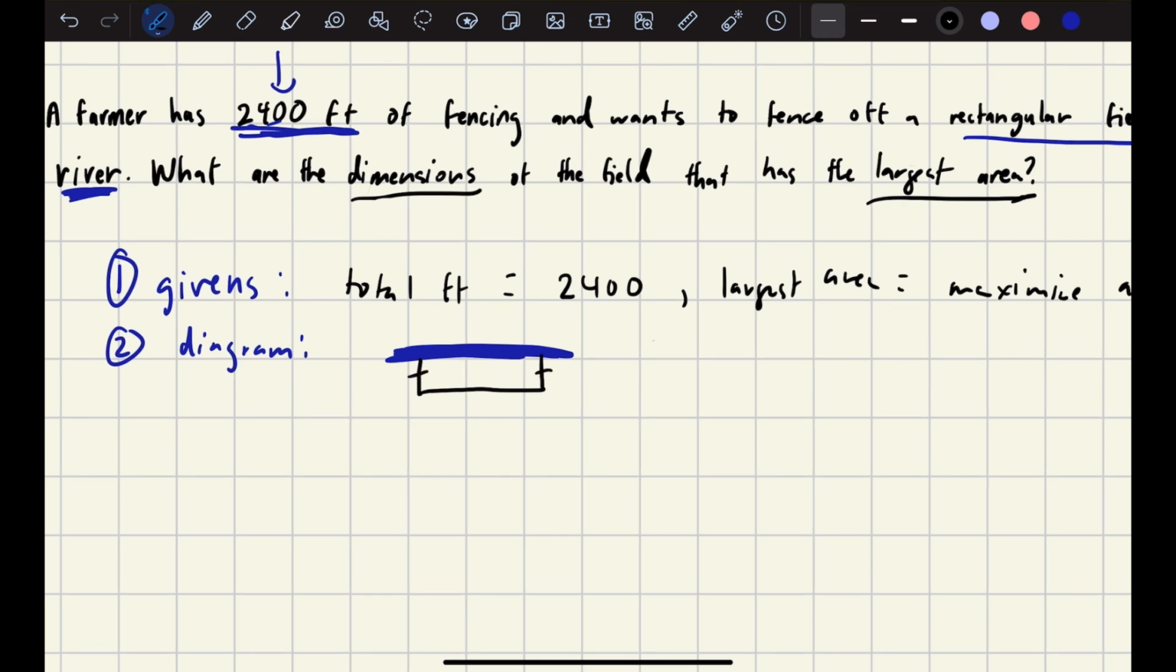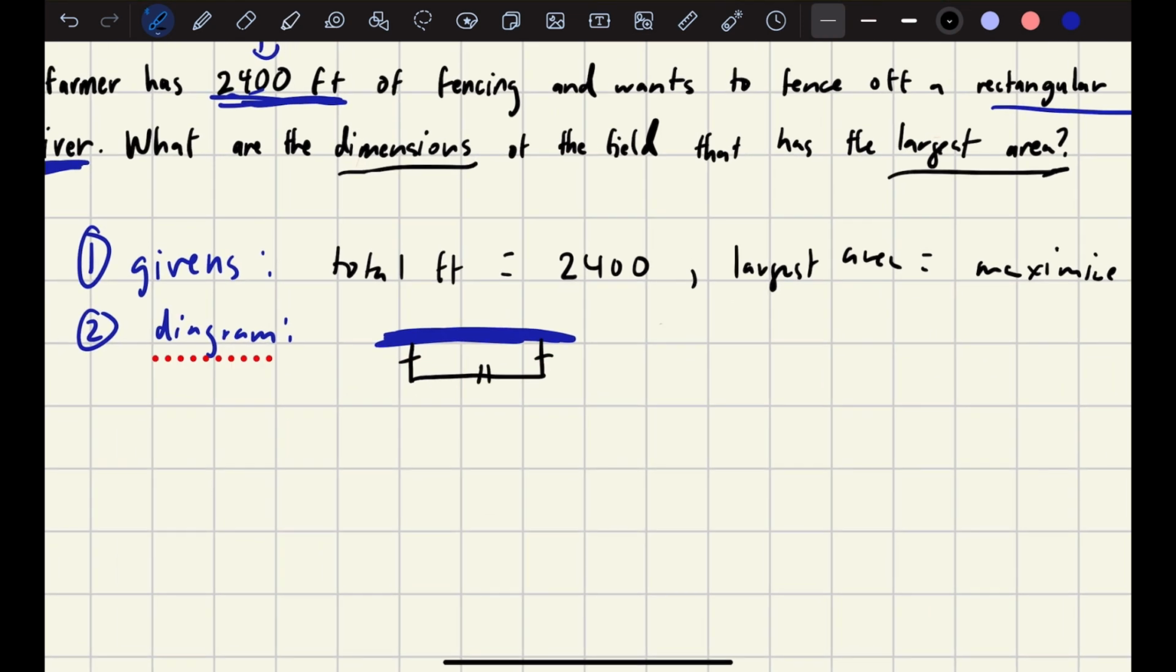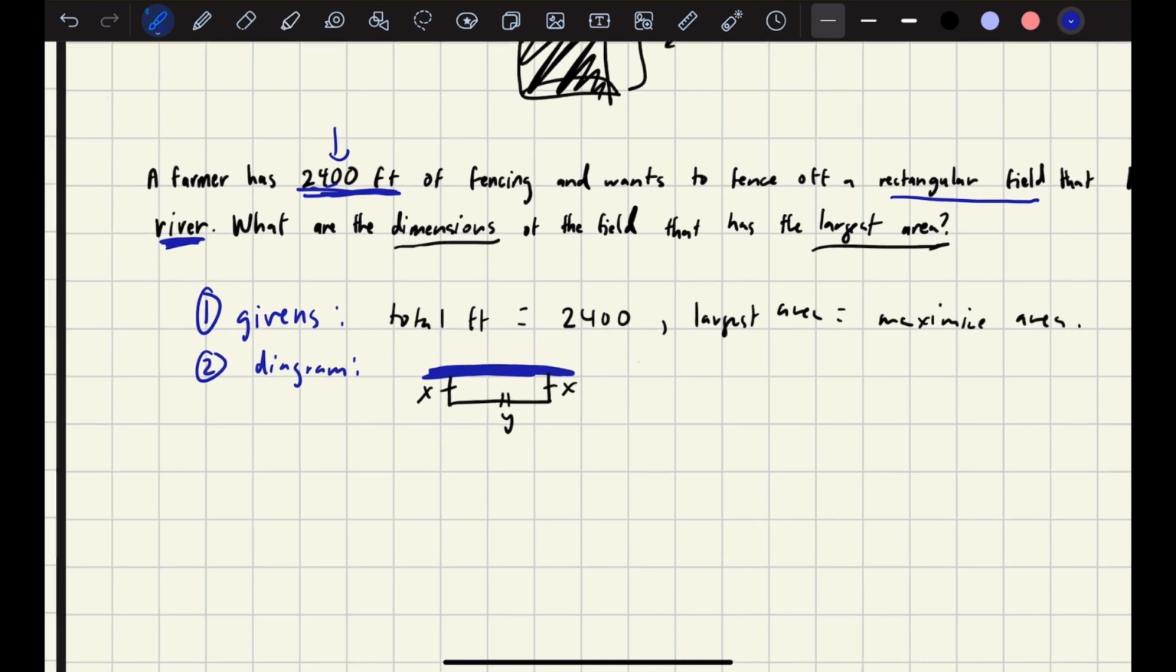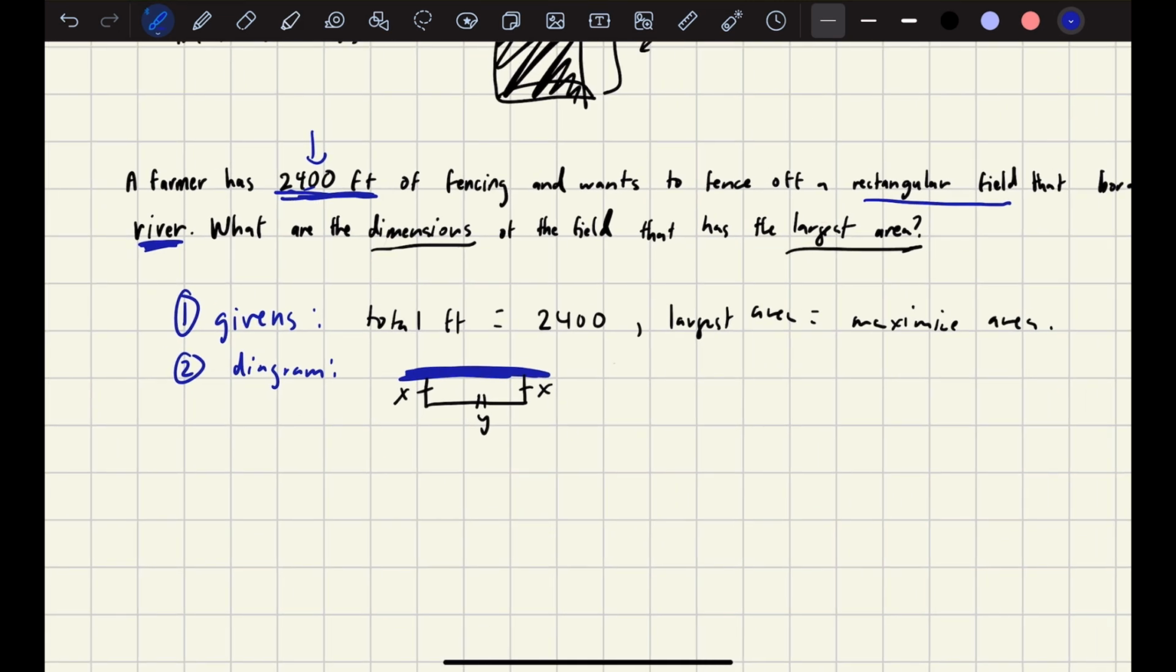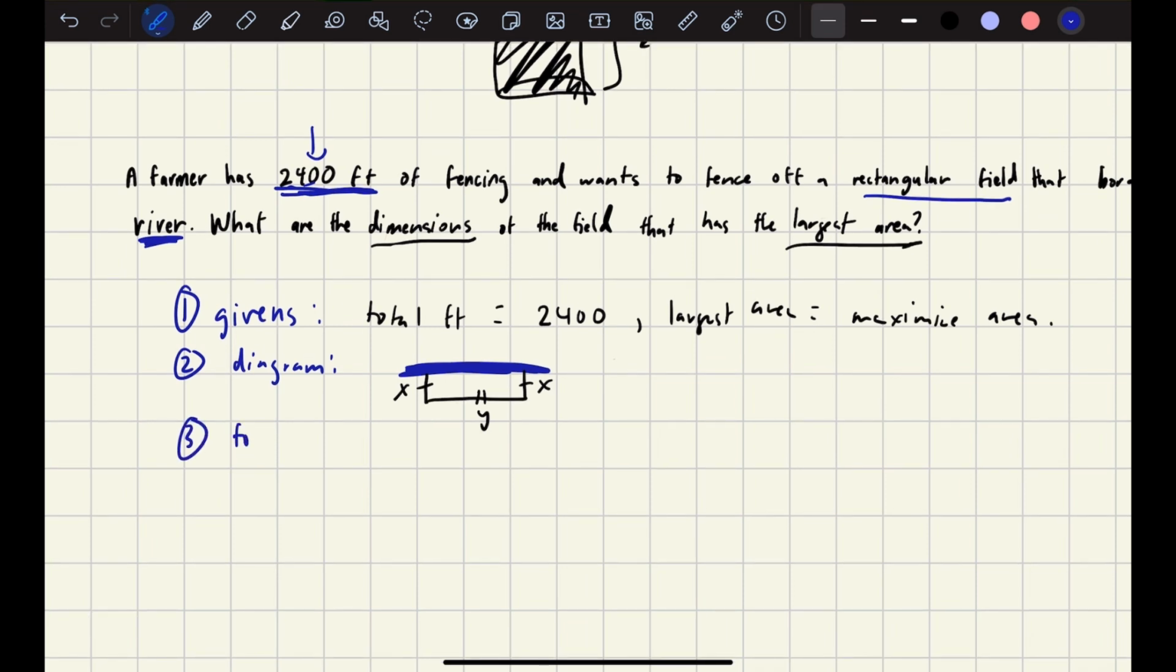Let's say our width is x, and our length is y. From here, we can see that the x's and y are our perimeter, right? By visualizing this, we now know what formulas we're going to be able to use. So 2,400 feet, our total number of feet, is equal to 2x plus y, because this is our fencing right here, and we know we have this many feet.